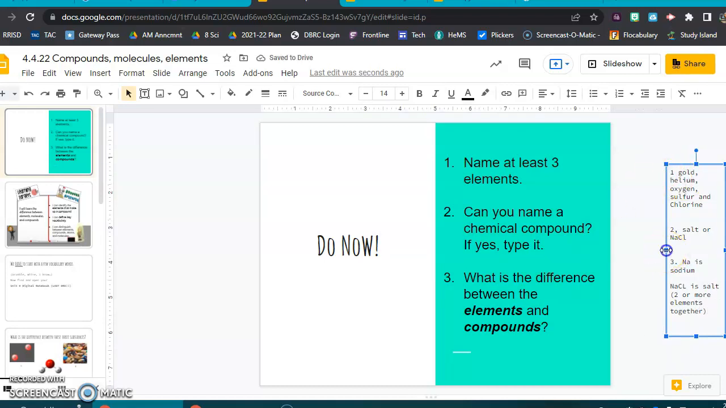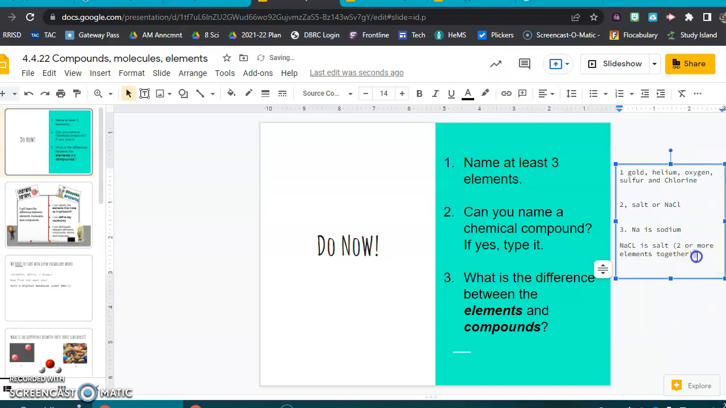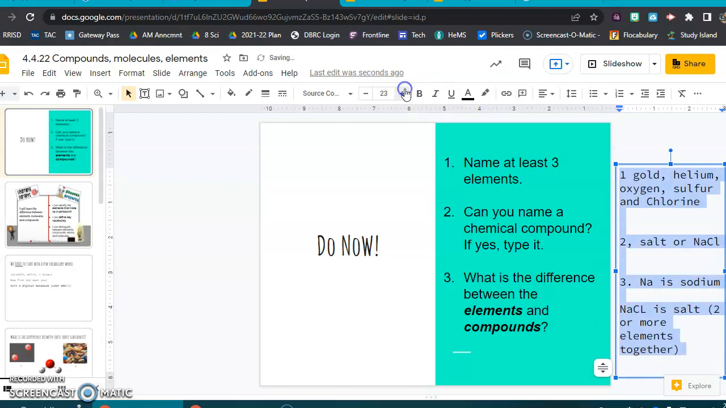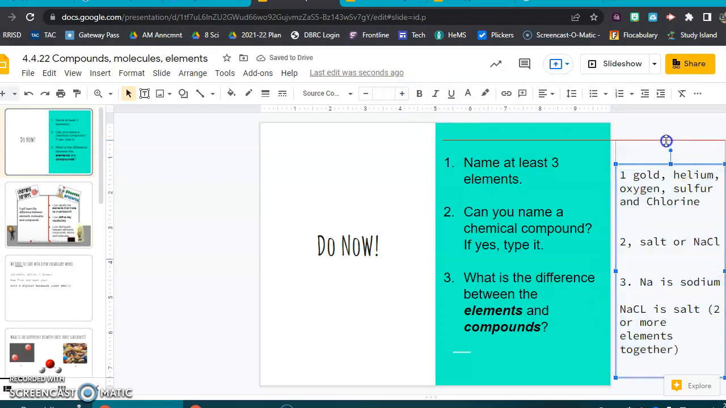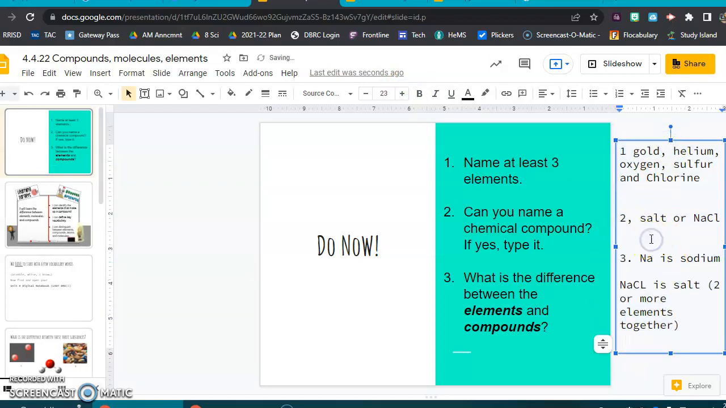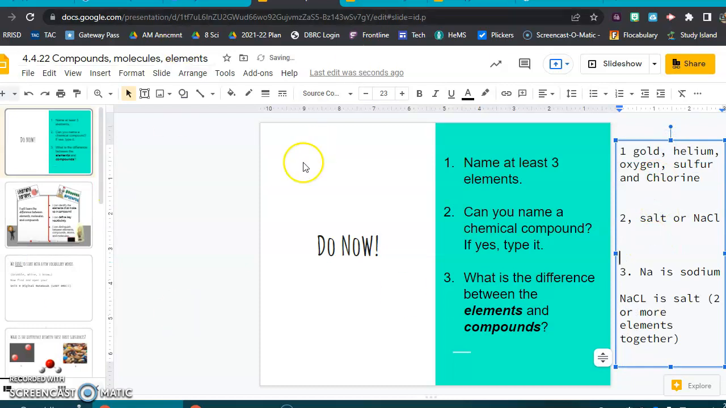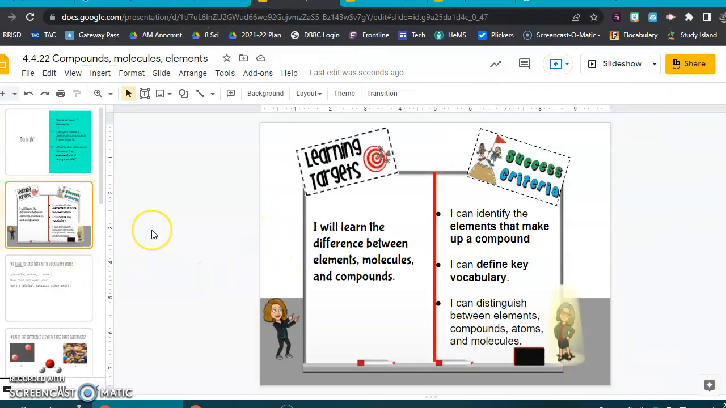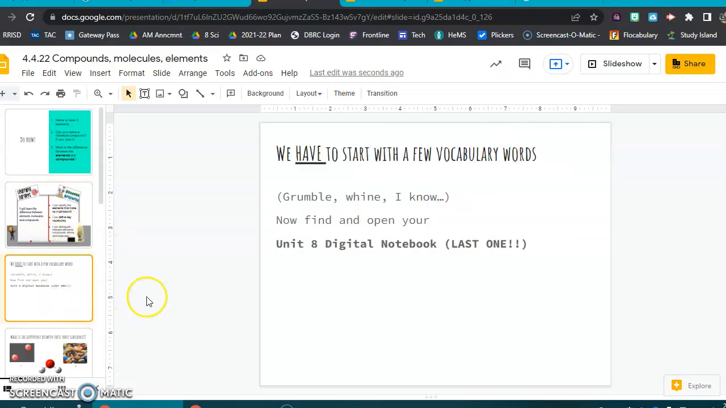Okay, so that's our do now for today. You could have just simply typed that into your do now for today in Schoology. And again, we are in Unit 8, so this will be there. All right, so today we're going to learn the difference between elements, molecules, and compounds. I can identify the elements that make up a compound, identify key vocabulary, and distinguish between elements, compounds, atoms, and molecules. Okay, yep, we have to do some digital notebook stuff.